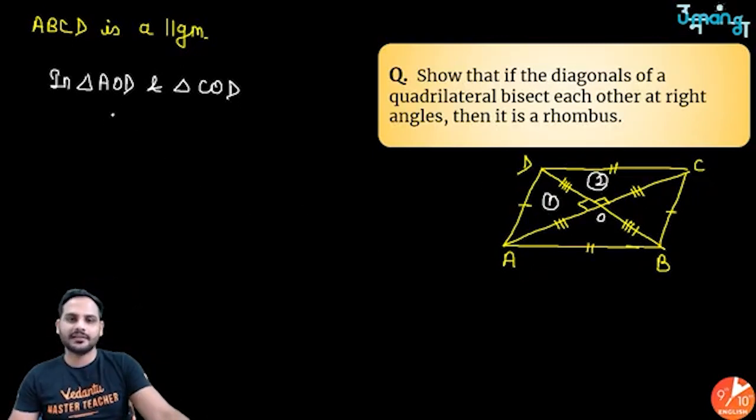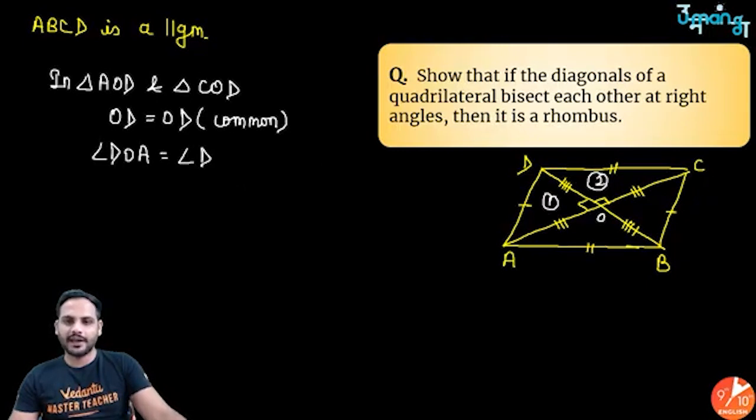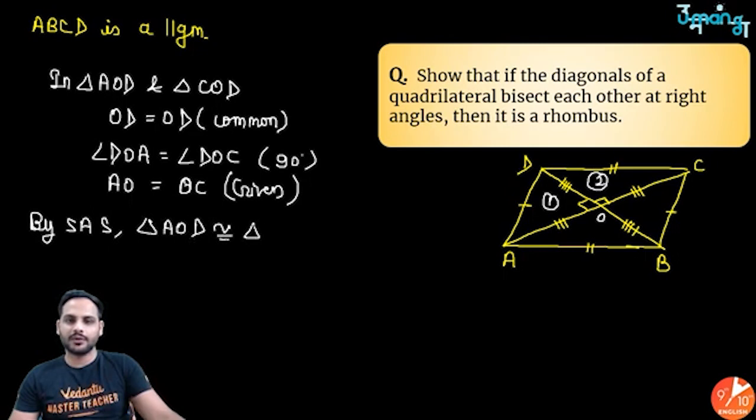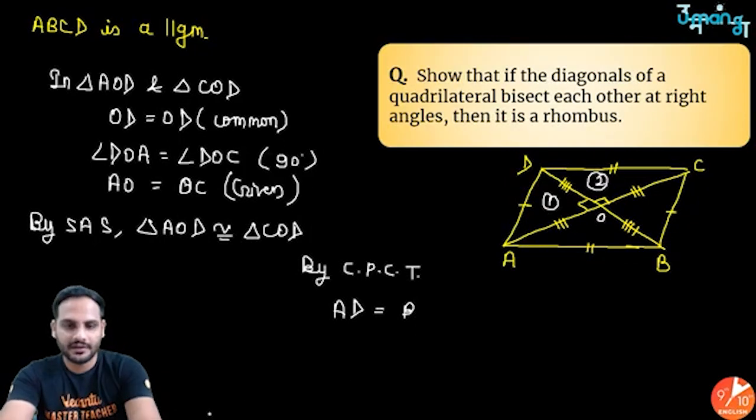So in these two triangles, one thing I can say, OD is equal to OD because it is the common side. Then angle DOA is equal to angle DOC because both are 90 degrees. It is given, diagonals bisect each other at right angles, and AO is equal to OC, that is also given. So by the side angle side rule, triangle AOD is congruent to triangle COD. If triangles AOD and COD are congruent, I can say by CPCT that AD is equal to CD.